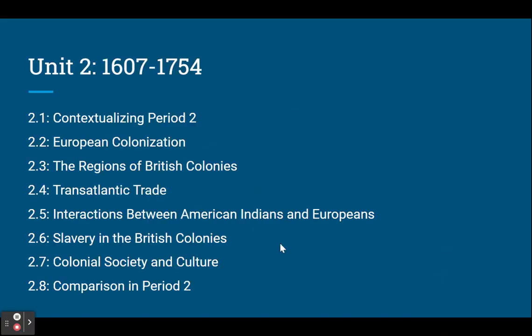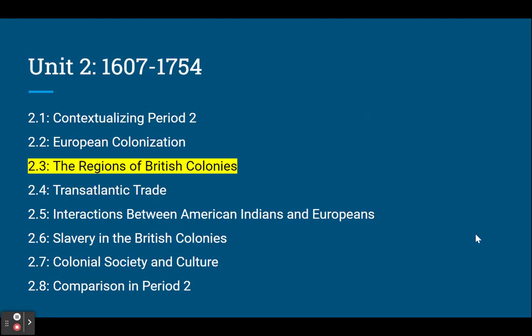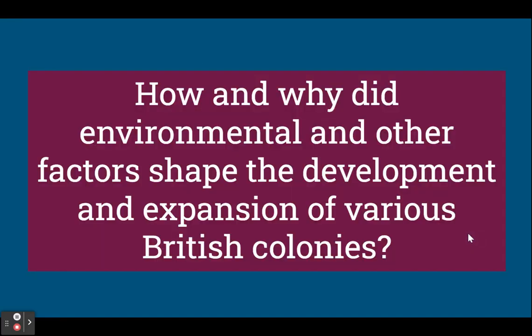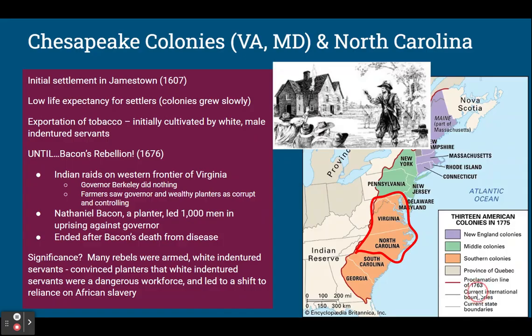As you can see here are all of our Unit 2 topics, and as I just mentioned, today we're going to be focusing on topic 2.3, the regions of British colonies. So let's get started. Our major question here is how and why did environmental and other factors shape the development and expansion of various British colonies? They really did develop and shape really differently, so we're going to look at that today.